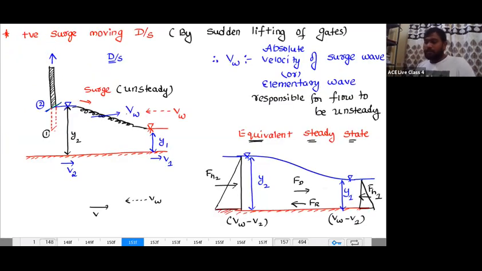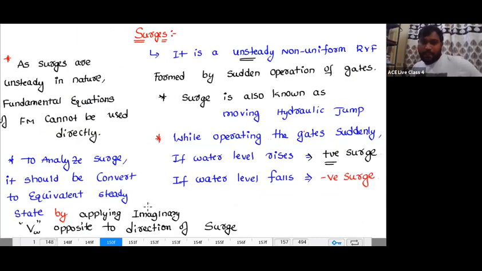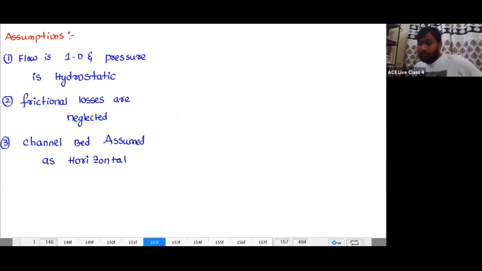And once I know this, then you can apply all the equations now, you see. So just you need to know what is what, that's it my dear. You don't go beyond this one, please. See what is happening here: due to this VW, it is unsteady. If I remove the VW, that is steady. So what I did is I applied the imaginary velocity of VW, so that this is VW minus V2 and here it is going to be VW minus V1. Now once I do this, then I can apply the equations.